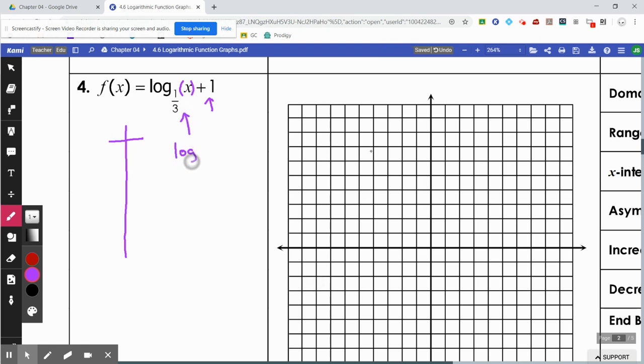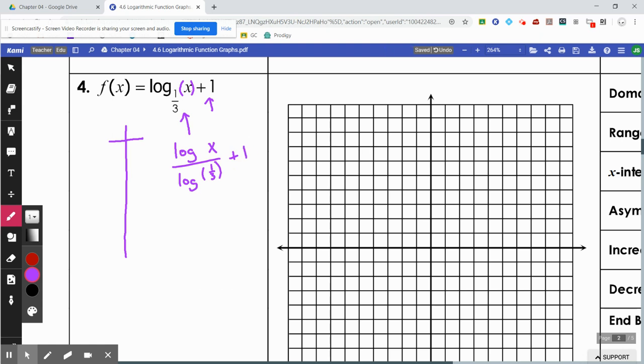If you remember your change of base formula, it says you can do the log of x divided by the log of 1/3. You can type it into your calculator like that. And then once you find that answer, like if we plug in 9 for x, you'll do the log of 9 divided by the log of 1/3. Once you find that answer, don't forget to add your 1 to the answer.